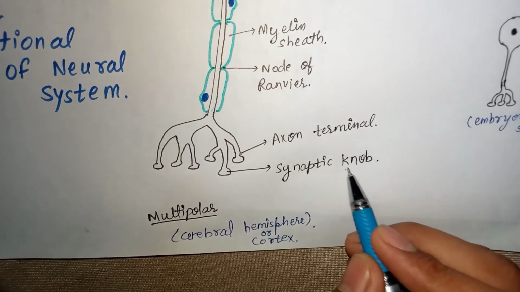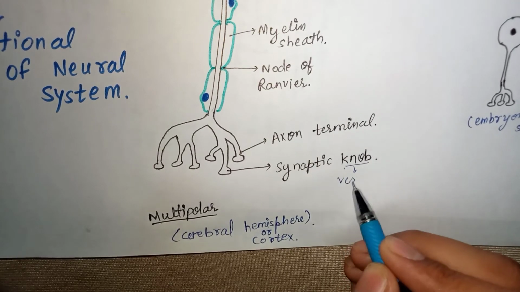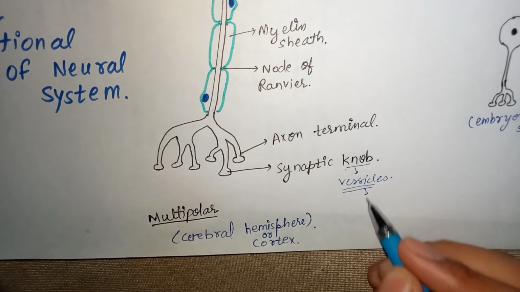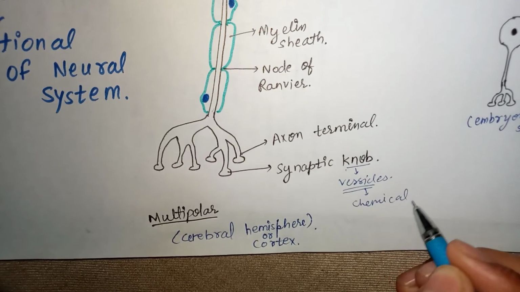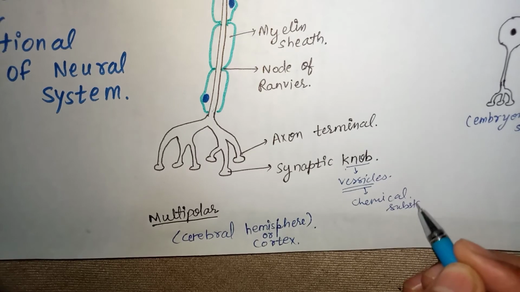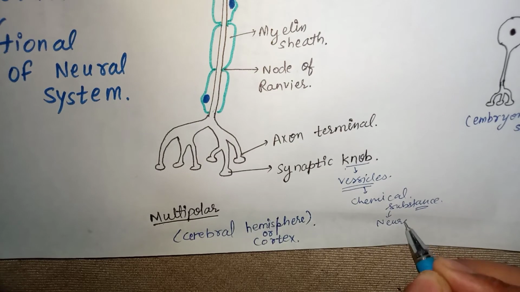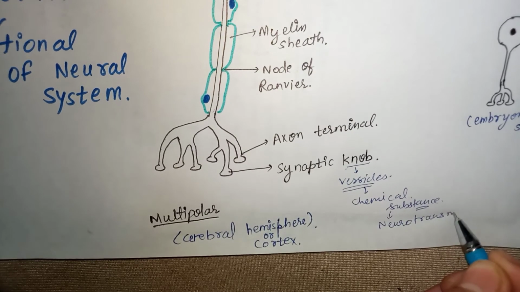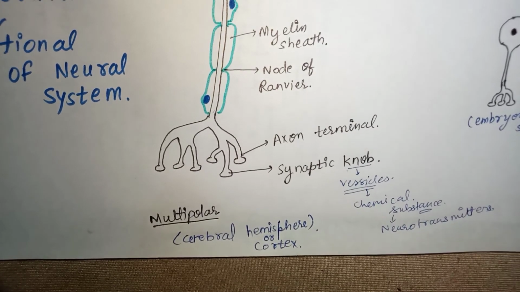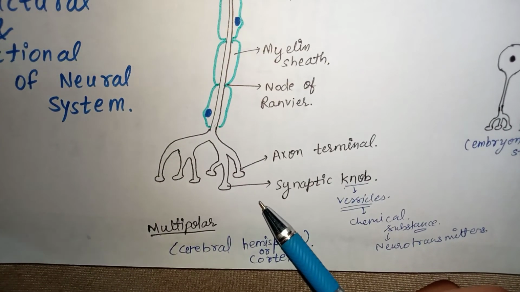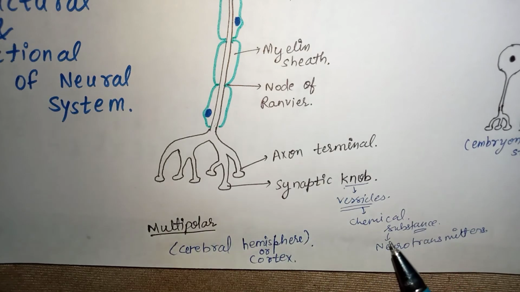Synaptic knobs contain what? Synaptic vesicles, okay. So synaptic vesicles contain actually what? Chemical messengers, chemical substances, you can say chemical substances or chemical messengers, which are actually what? Neurotransmitters. So when the signal reaches the axon terminal and the synaptic knob, they are released from the synaptic knob in the form of vesicles. In the vesicles, there are neurotransmitters, which are actually chemical messengers.